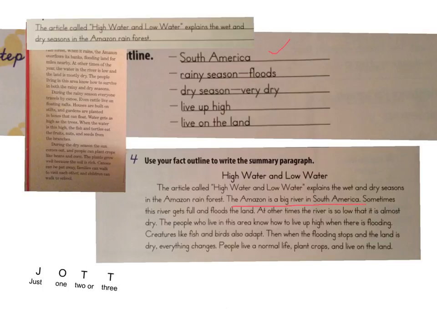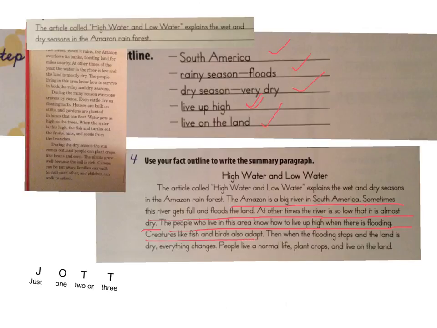South America, Amazon. Then our next idea was about rainy seasons and floods, so we put that into a sentence. Sometimes this river gets full and floods the land. Okay? Then we talk about the dry season in another sentence. At other times, the river is so low that it is almost dry. Now we're going to add those little bits of detail that we had. The people who live in this area know how to live up high when there is flooding. We just covered that detail. And then let's look at this phrase, detail, live on the land.